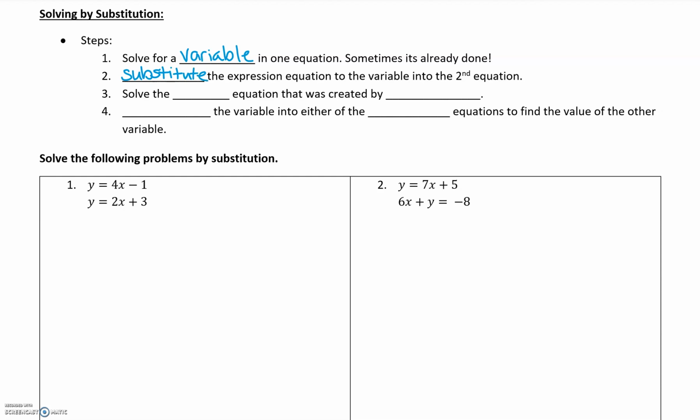We're going to substitute the expression equal to the variable into our second equation. So we're going to take what we found in step 1 and plug it into the other equation. It'll make sense as we work them out, I promise. After that, we're going to solve our new equation that we just created by using substitution.